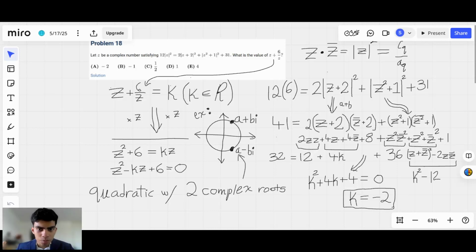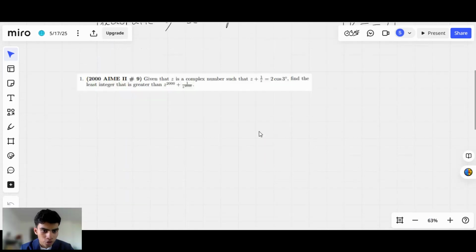The main idea in this problem is to substitute some constant k for the value of the expression, and then use your conjugate rules as well as Vieta's formulae to find that value for k, which is then going to be the answer.